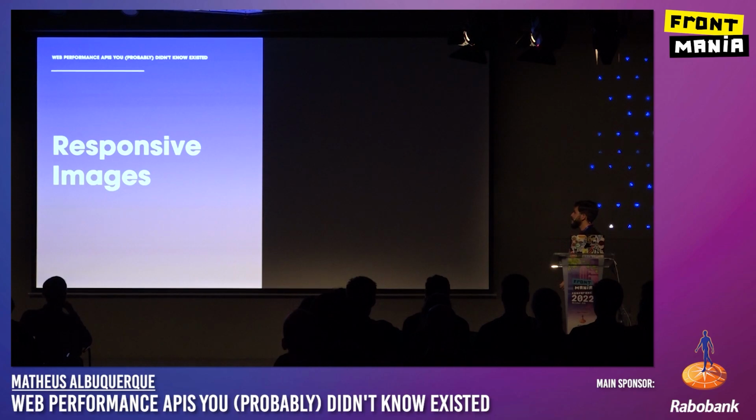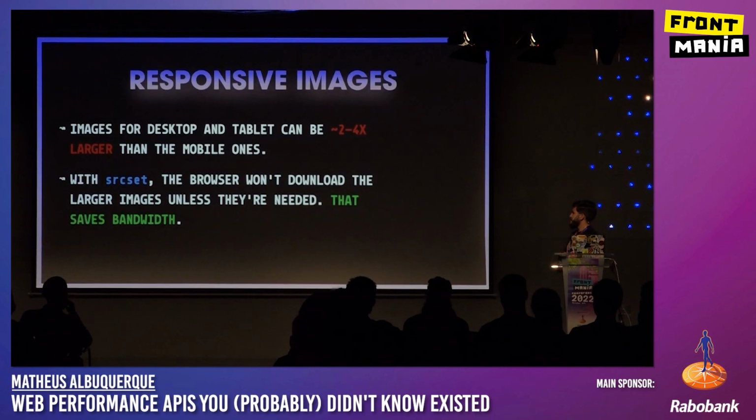Another amazing thing are responsive images. There are studies by Google, for example, showing that when you have the desktop images on mobile, they can be 2 to 4 times larger than what you needed for a tablet or mobile phone resolution. And we have this srcset attribute that we can use to save bandwidth.